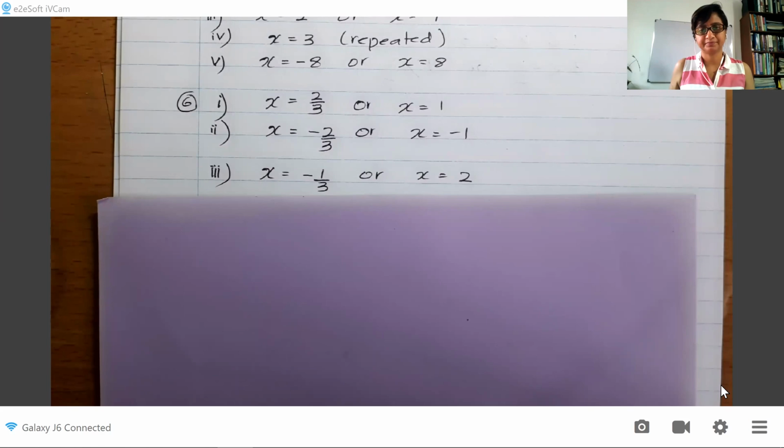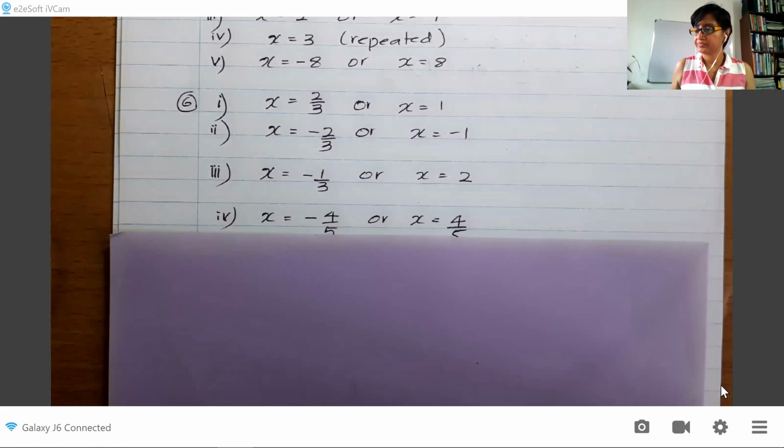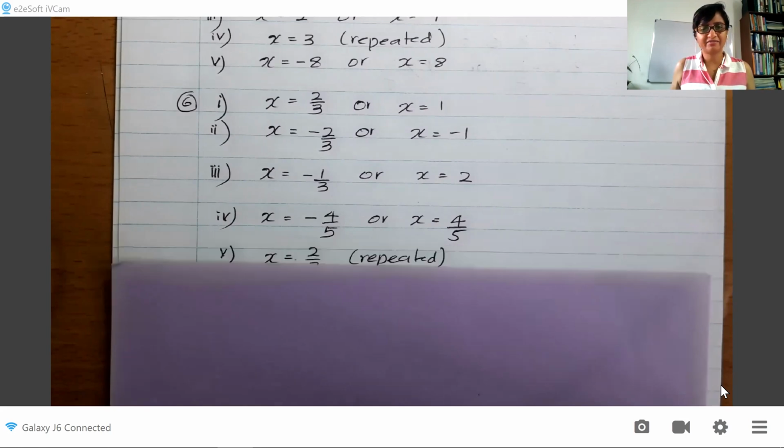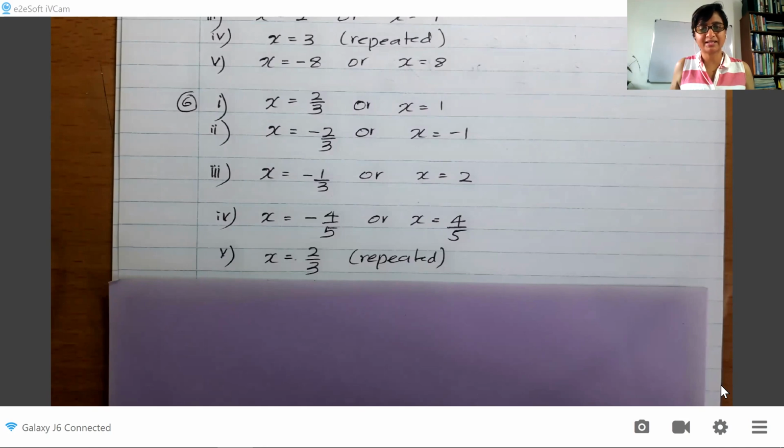Part 4, x is equal to minus 4/5 or x is equal to 4/5. Last one, the fifth one in number 6, x is equal to 2/3 or x is equal to 2/3. Repeated solution, so just one solution. X is equal to 2/3.